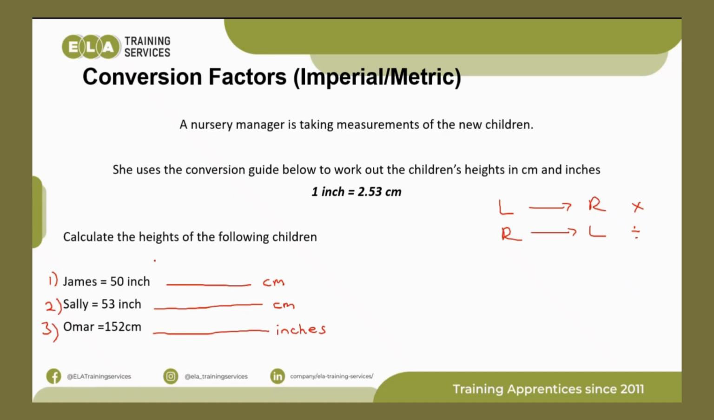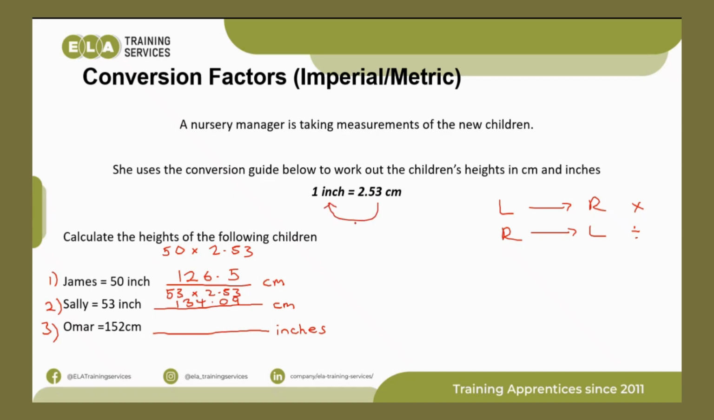Okay, so let's now have a look at these. Notice our inches is on the left. So we're going to do 50, because we're going from left to right, 50 multiplied by 2.53, pop that in our calculators, and we're left with 126.5 centimetres. Then Sally is also in inches, so now we're going to do 53 times 2.53 to get what her height is in centimetres. 53 times 2.53 gives us 134.09 centimetres.